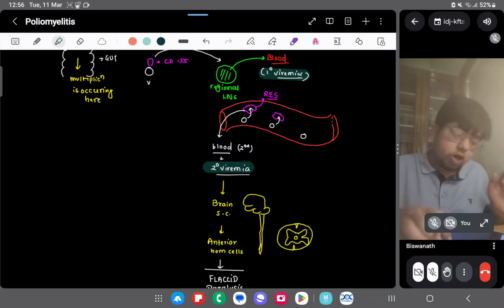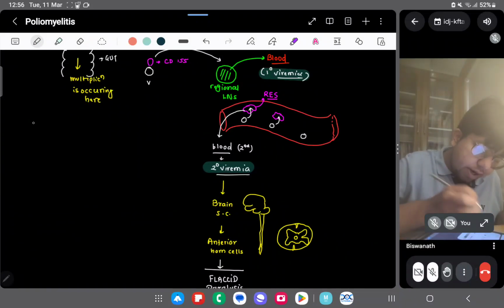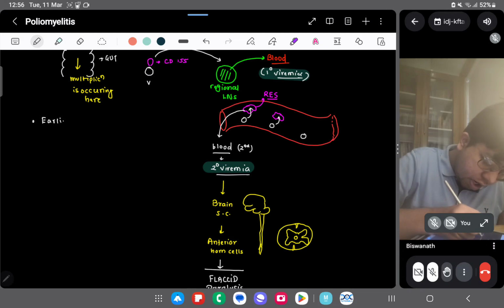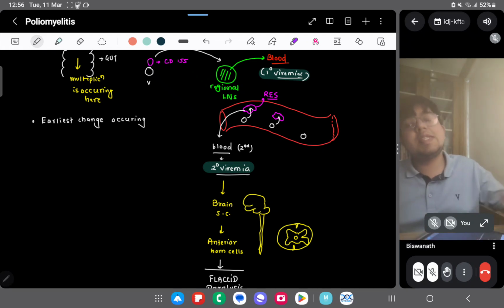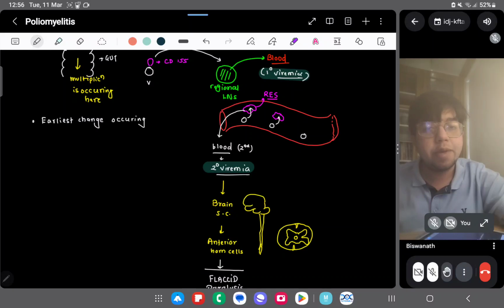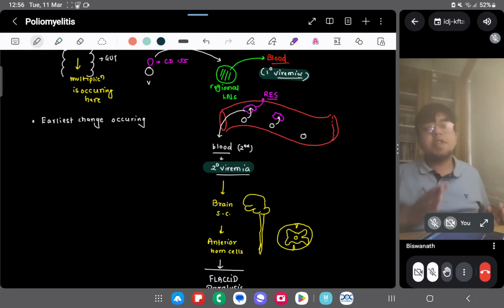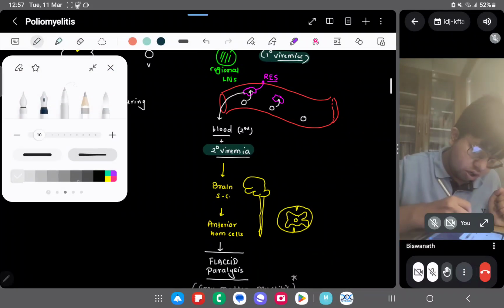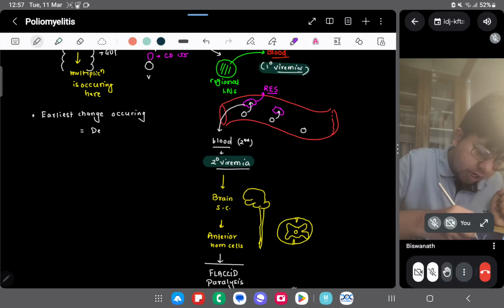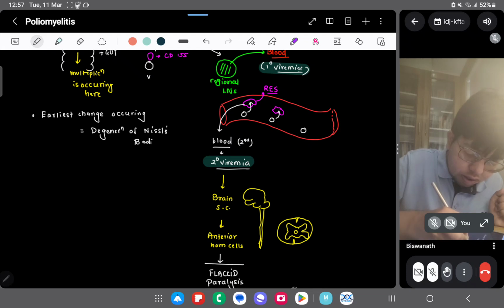Right? Sometimes they ask you what is the earliest change noted due to this infection of polio. What is the earliest change which is occurring? Of course, there will be many neurological changes. There will be degeneration of the neurons. But the earliest thing is the degeneration of Nissl's bodies. This is the earliest change.